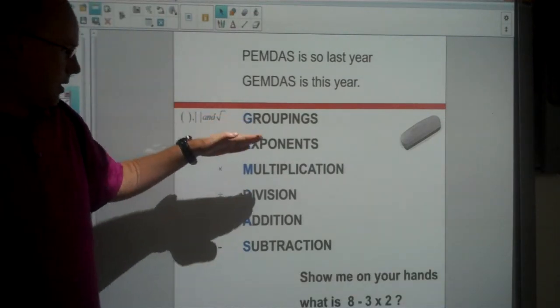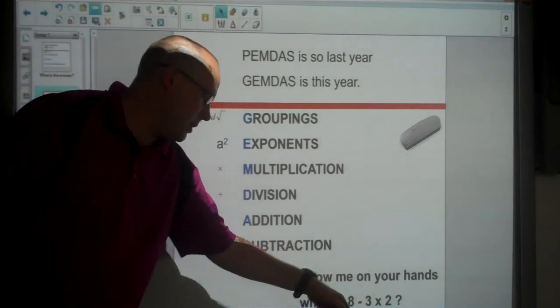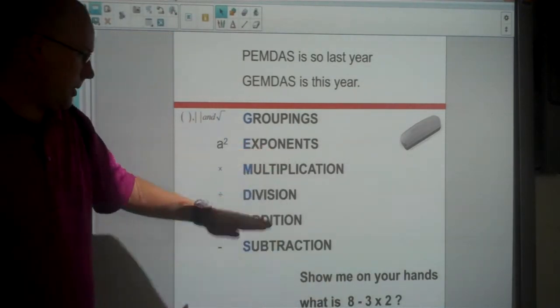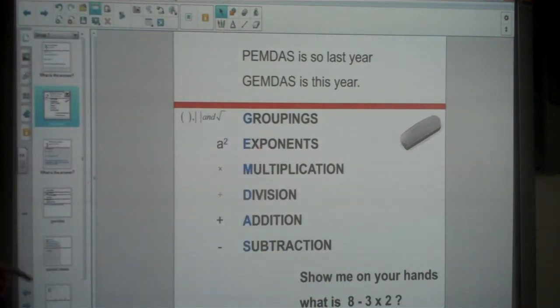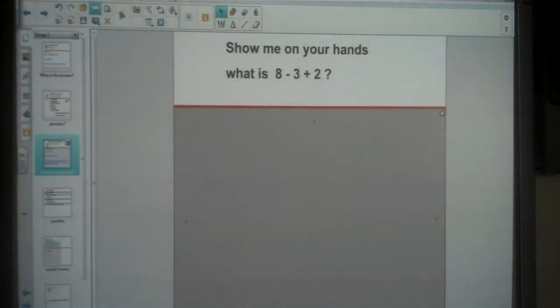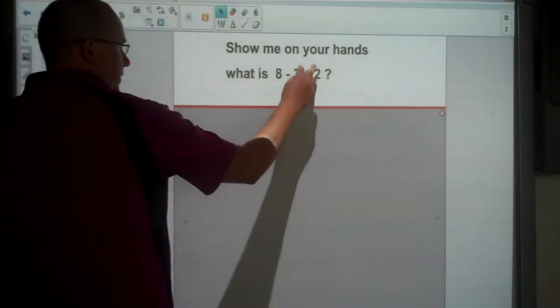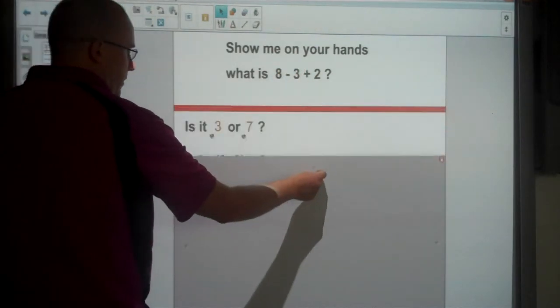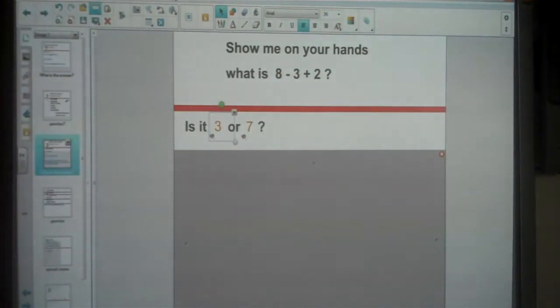That was the reason why we can do multiplication before we do subtraction, because multiplication is higher than subtraction on that list. Now the problem with this is a lot of people then forget the very basics. If I ask them to do PEMDAS on this, they know addition comes before subtraction, so they'll say this is 5, and then 8 take away 5 is 3.